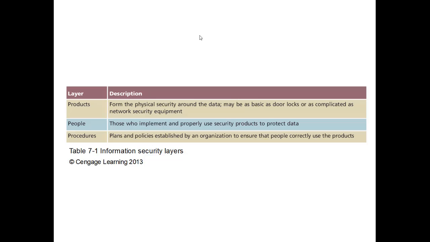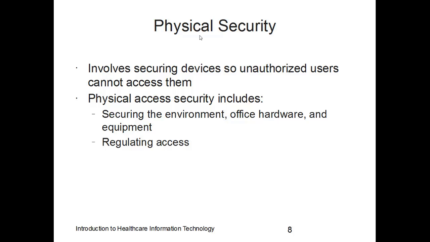In this table, we have a description of the various layers of security and what that would entail. For products, these are what will form the physical security around data. It could be something as simple as a door lock, in the server room, for example. People, this includes the people who are responsible for implementing and the proper use of security products used to protect that data. And then procedures. These are the plans and the policies that are established by the organization to ensure that the people correctly use those products.